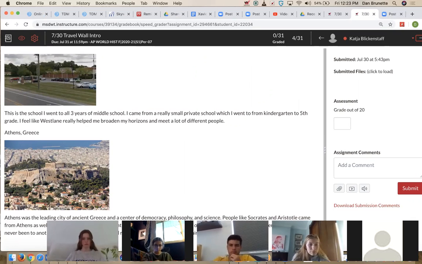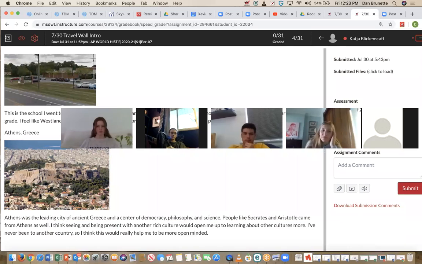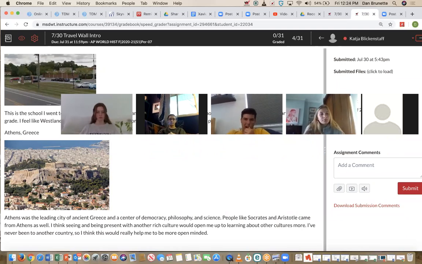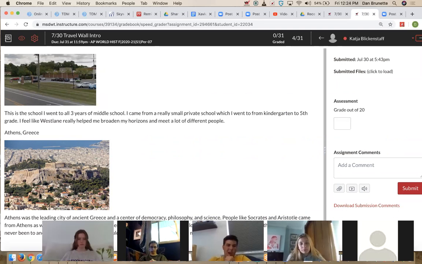A place that I want to go is Athens, Greece, because it was the center of ancient Greece, and I'm really interested in that. It was also a symbol of philosophy and science. Especially since I haven't been out of the country, I think it would really help me see another developed culture that's rich.